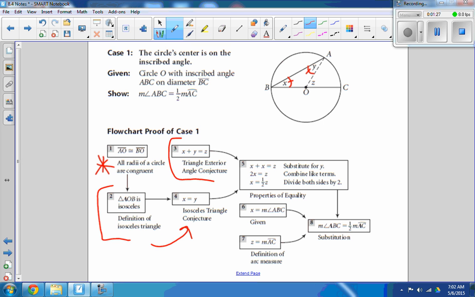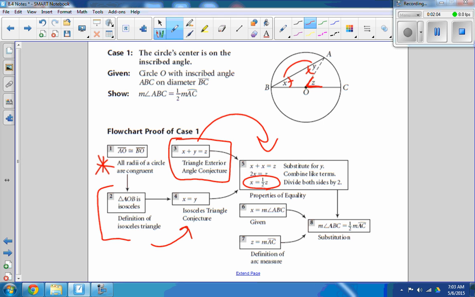And step 3 here, we know angle X plus angle Y equals angle Z. That's the triangle exterior angle conjecture. So this angle is the sum of these two. And so then we go through some math, a little bit of substitution. Since X is equal to Y, I substitute the X in for the Y. So I get X plus X equals Z, which is 2X equals Z, divide by 2, and I get X equals 1/2 Z here.